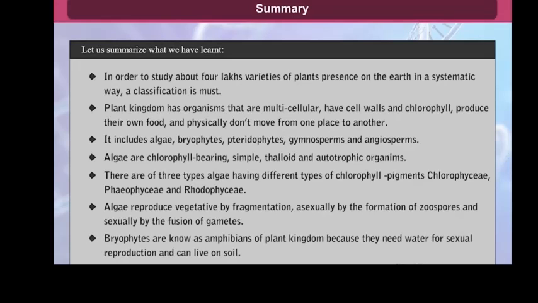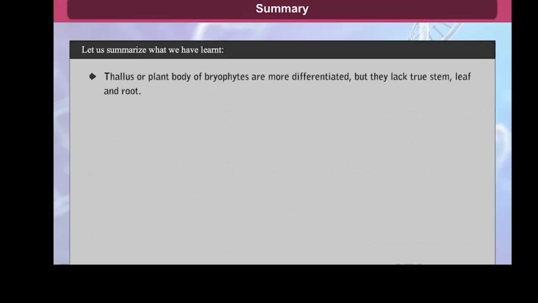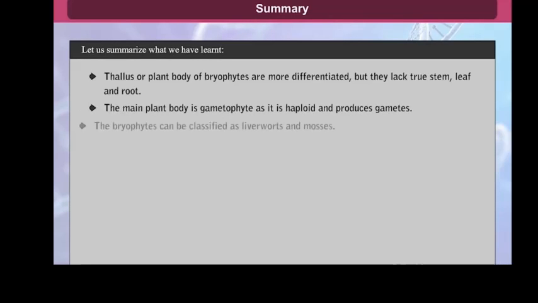Bryophytes are known as amphibians of plant kingdom because they need water for sexual reproduction and can live on soil. Thallus or plant body of bryophytes is more differentiated, but they lack true stem, leaf and root. The main plant body is the gametophyte, as it is haploid and produces gametes. The bryophytes can be classified as liverworts and mosses.